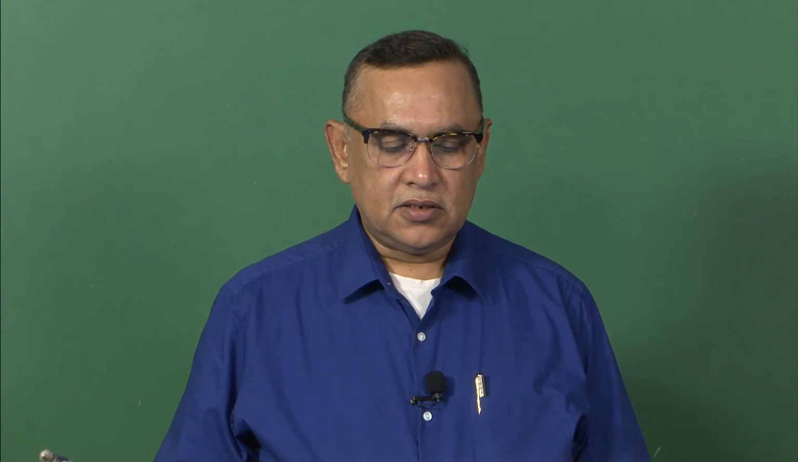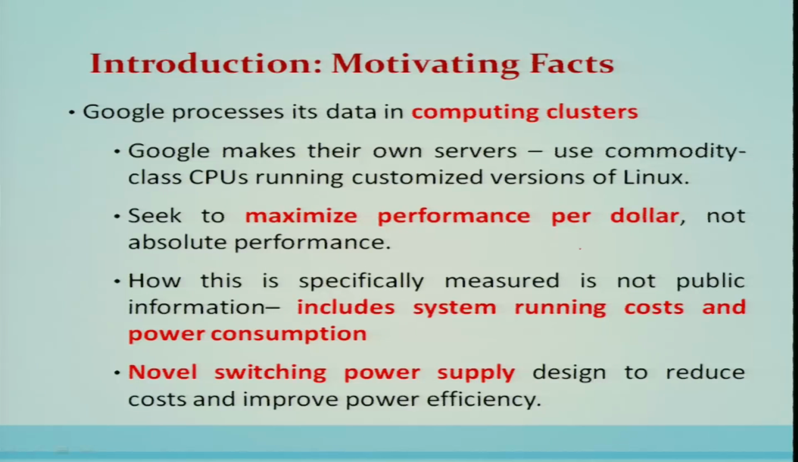The introduction says: Google processes its data in a computing cluster. Google makes its own servers use commodity class CPUs running customized versions of Linux, meaning the cluster comprises several servers. Maybe they are networked with each other. Each of these servers is running the Linux operating system. Google will make use of this scenario to implement the Google File System.